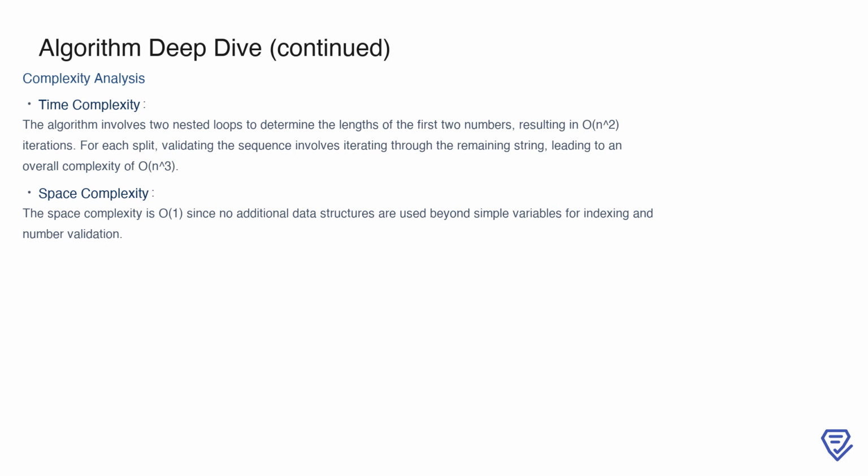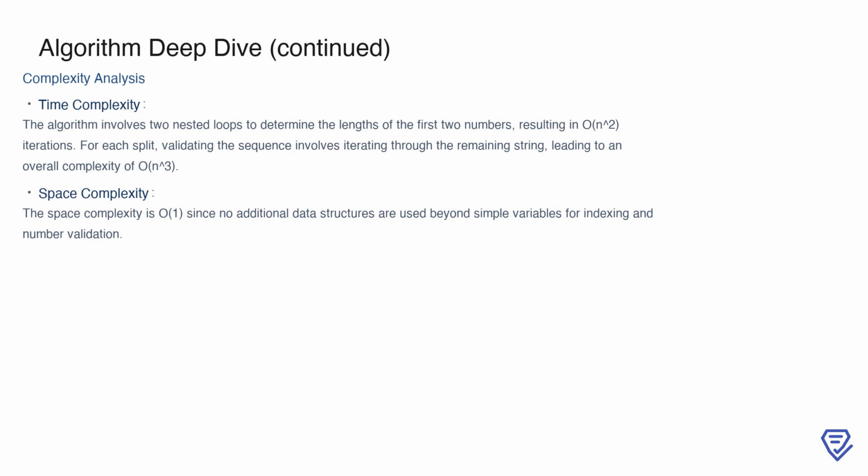When analyzing the complexity of this algorithm, we observe that the time complexity is O(n cubed). This arises from the 2 nested loops that determine the lengths of the first 2 numbers, which result in O(n squared) iterations. For each split, we then validate the sequence by iterating through the rest of the string, leading to an additional factor of O(n). As a result, the overall time complexity is cubic in relation to the length of the string.